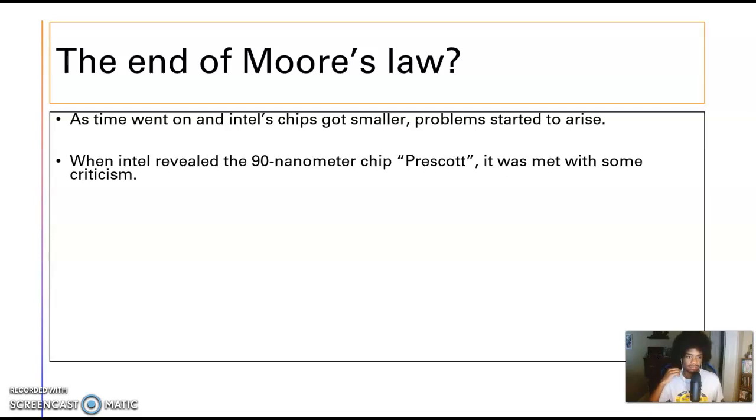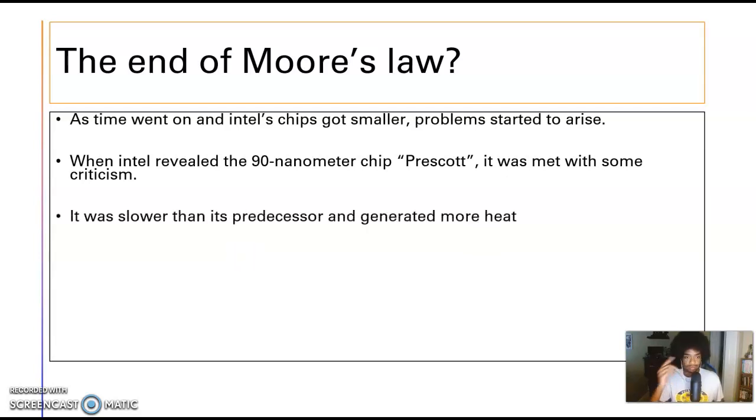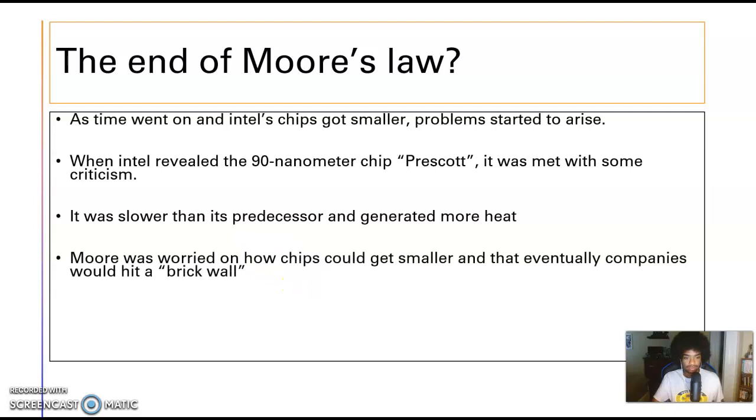However, when Intel revealed the 90 nanometer chip, it was met with some criticism. It was slower than its predecessor, and it also generated more heat, which is sort of a fundamental problem, because as chips get smaller, they can heat up way easier. Even Moore was worried about how possible it is for chips to keep getting smaller, and that could eventually make companies hit a brick wall innovation-wise.